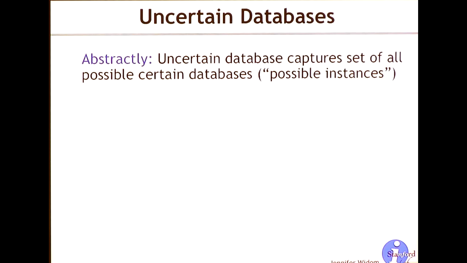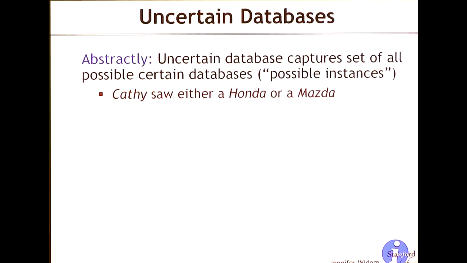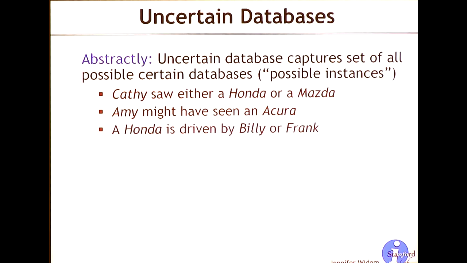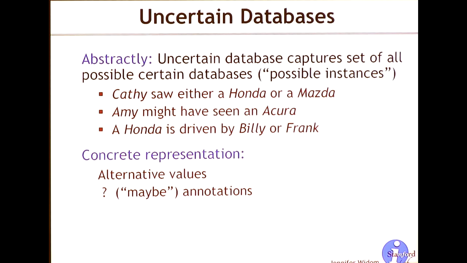Okay? So let me just say a little bit about uncertain databases before I get into my example. Everybody sort of agrees that the foundation of uncertain databases is that an uncertain database represents a set of possible certain databases. Sometimes that's called possible instances. So Kathy saw either a Honda or a Mazda. It says, okay, either Kathy saw the Honda or Kathy saw the Mazda. Amy might have seen an Acura or maybe she didn't. So that tuple might be present or absent. A Honda might be driven by Billy or Frank, for example. And we're going to represent this concretely with alternative values for tuples and these question marks which say a tuple can be present or absent.